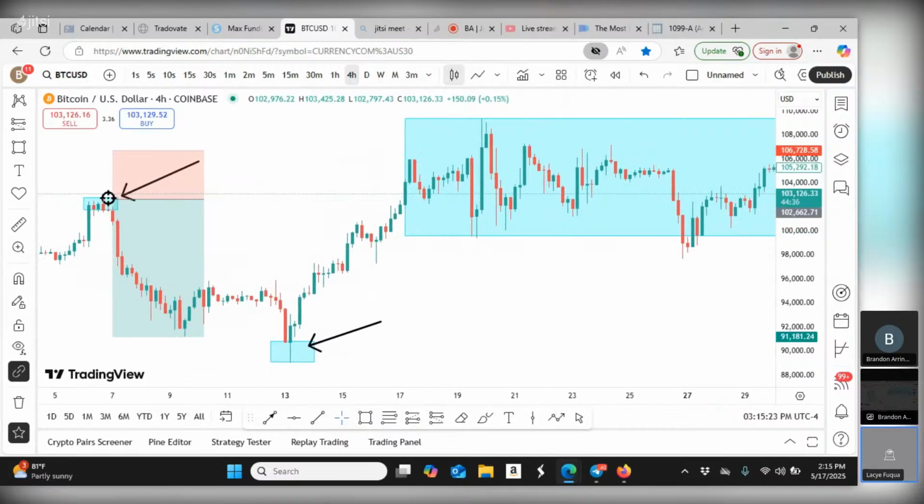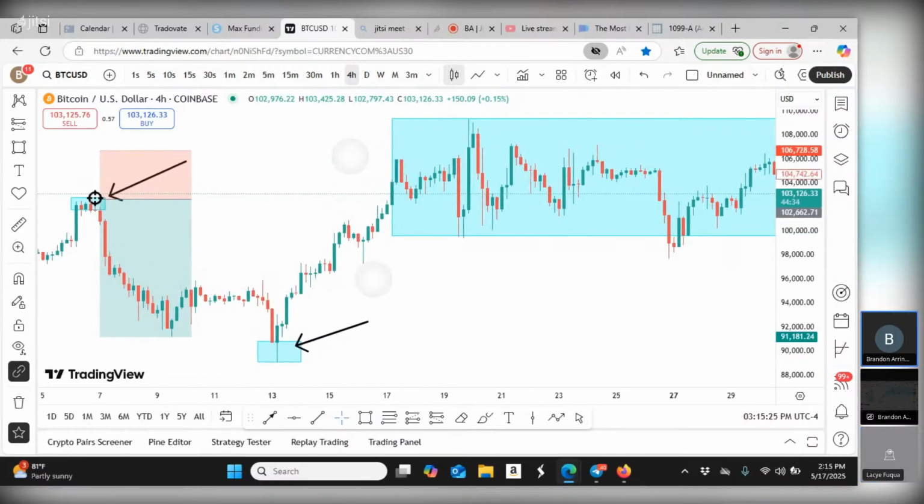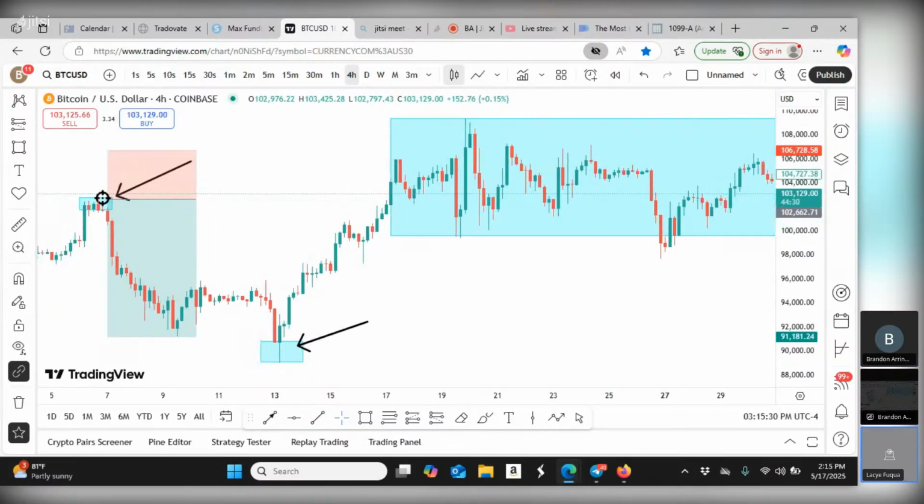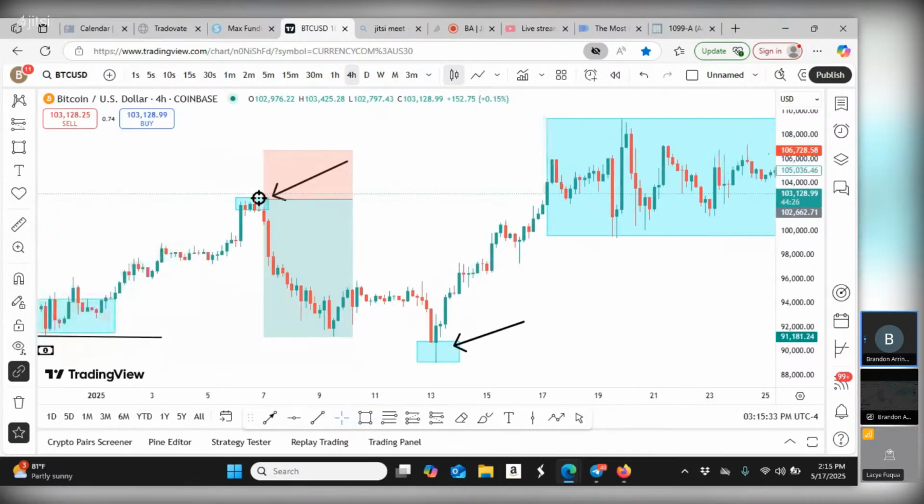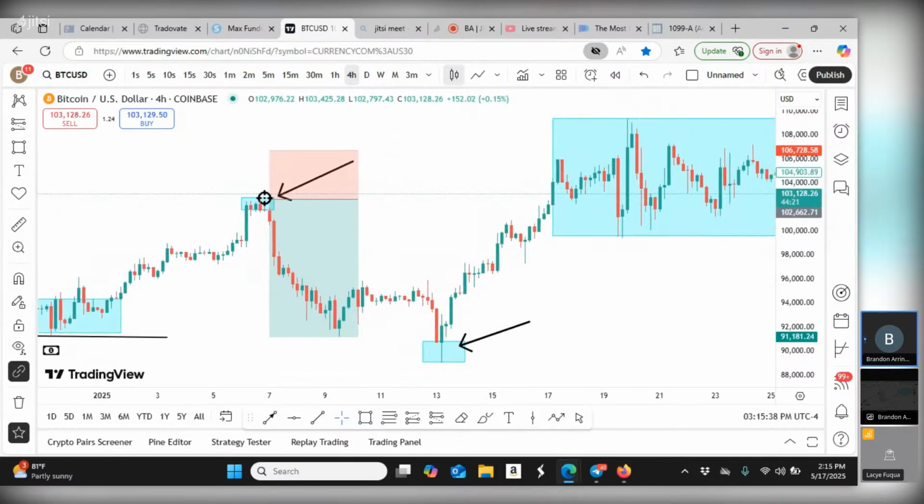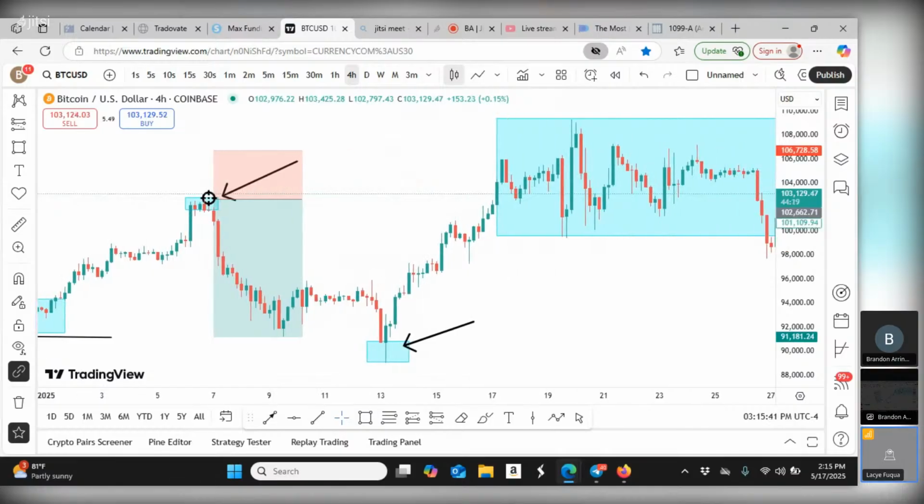A lot of plays without a lot of big movement. So you see how it's just been going sideways this whole time. It's building up at a premium high. So you have to sit on your hands.